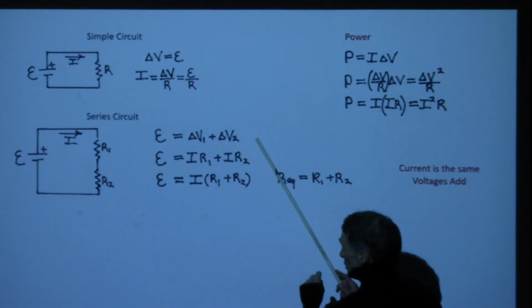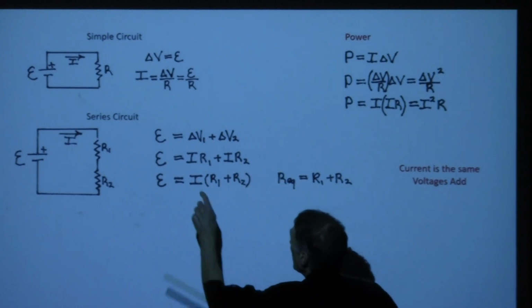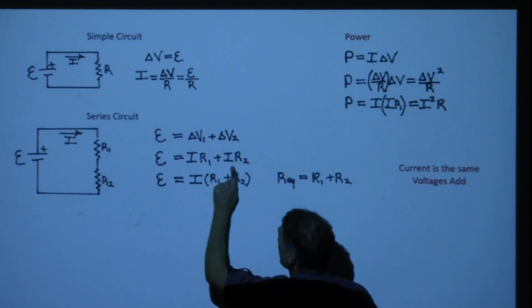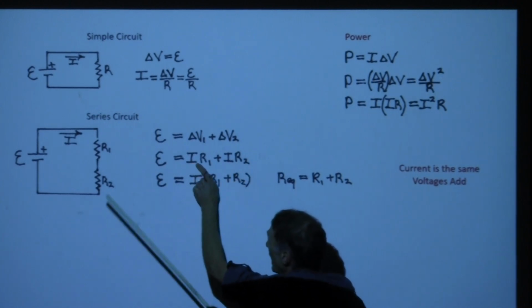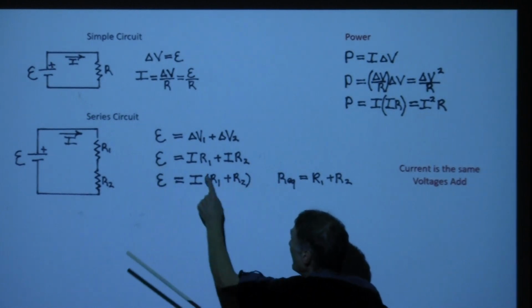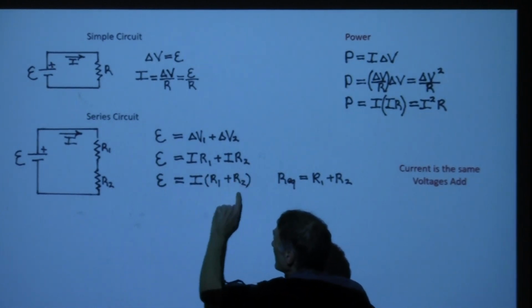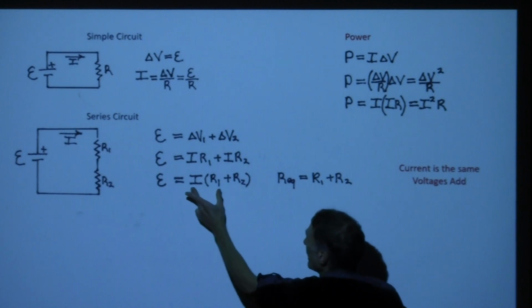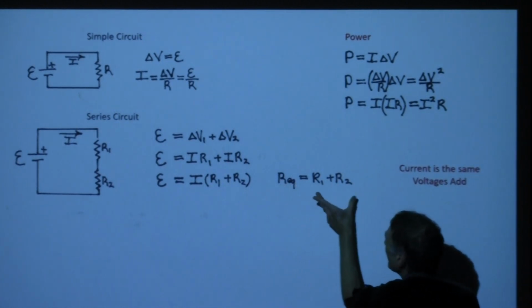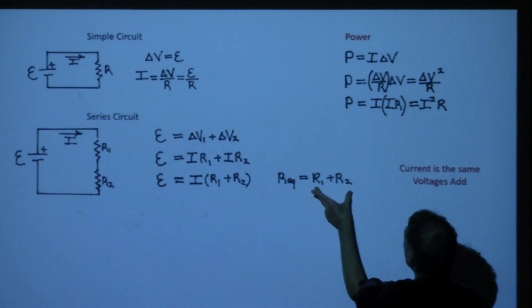We can do what's called an equivalent circuit by using Ohm's law on these two to get the current. This top one is going to be I times R1. This is I times R2. They really share the same I, so I can factor that out. And so that I times the sum of those two resistors is what we'll call the equivalent resistance.